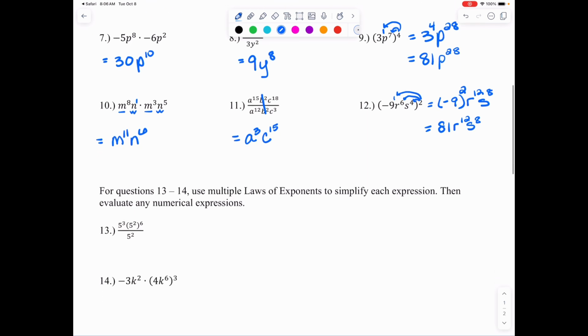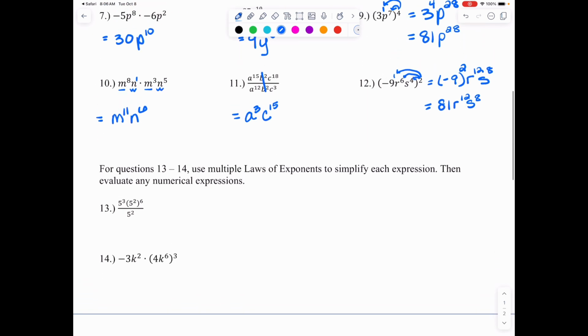For our last 2 questions, 13 and 14, we're going to review once more how to use multiple laws of exponents to simplify each expression. And then anything that is numerical, we will evaluate, just so that we're always practicing both. You never know what the question is going to ask you, so we have been practicing both all along so that you're prepared either way. So we'll start by using our laws of exponents and getting an answer in exponential notation.